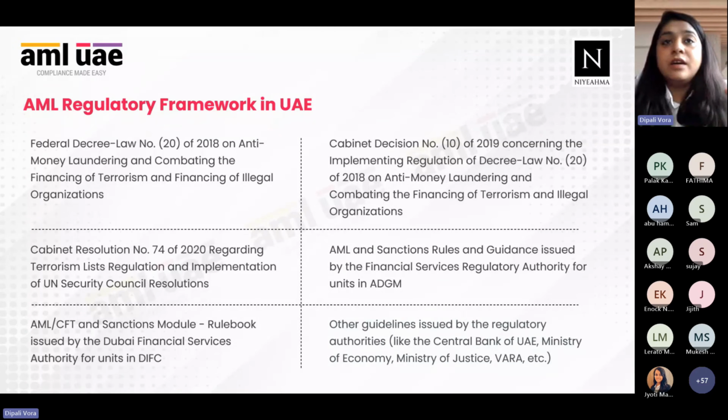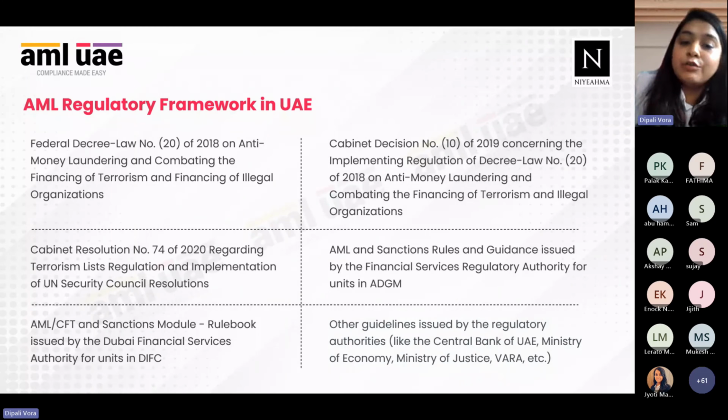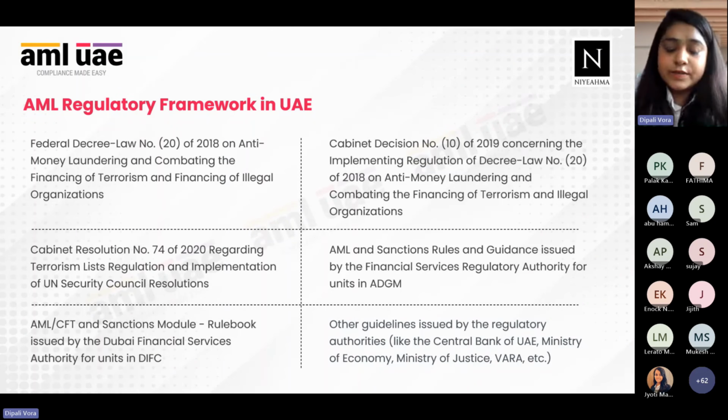Apart from that, there are other regulatory authorities like ADGM, DIFC, which have come up with their own rule book, which could be referred to also, where there are certain more rules and regulations which the companies that belong to those specific regulatory authorities are required to implement as well as comply with. So ADGM has a separate rule book which they are required to comply with, in addition to federal law, cabinet decision, and cabinet resolution 74. So this will always be the base, but there are additional guidance notes and rule books which are imposed on those specific sectors and companies.